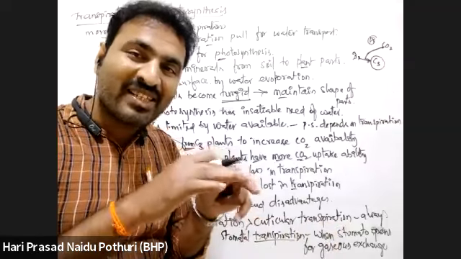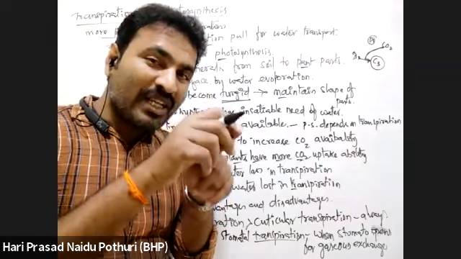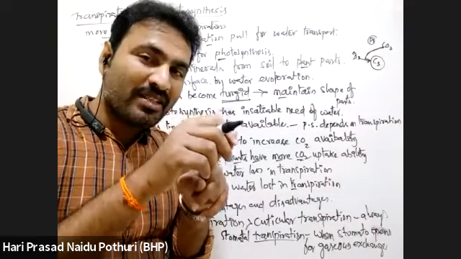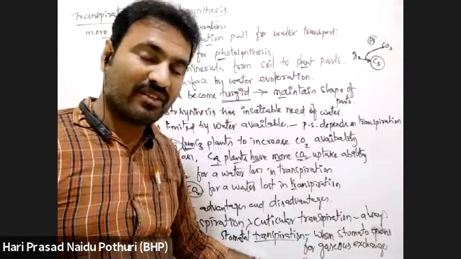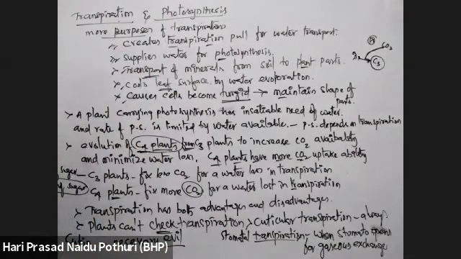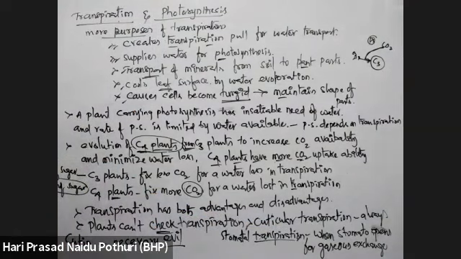Cutin is a waxy, water repellent layer. When cutin is present, what will happen? Gaseous exchange will slow down. Yes or no? When cutin is present, gaseous exchange will also slow down, but it is necessary to prevent transpiration. But here, what stomatal movement is there now?